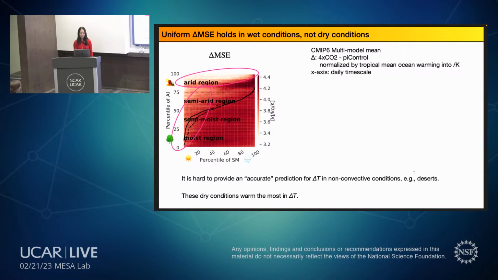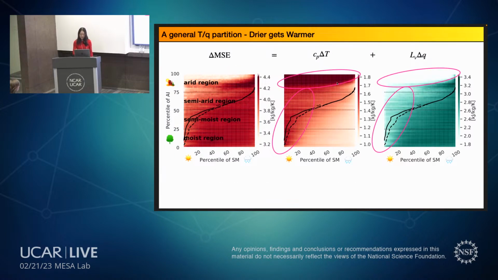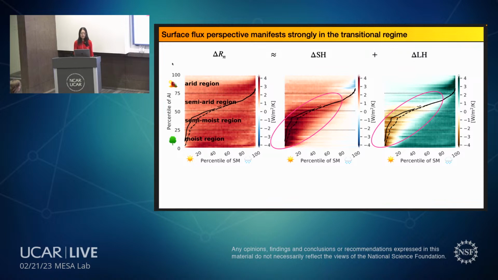And in fact, the reason is because in those conditions it is too dry, so MSE is not high enough to reach the convective threshold. But in fact, those conditions are the conditions that warm the most. But despite that, we see a general partition between warming and moistening. So on dry days and over dry places, it moistens less and warms more. And for the surface perspective, we do see this strong partition between the sensible and latent heat, especially in the transitional regime.